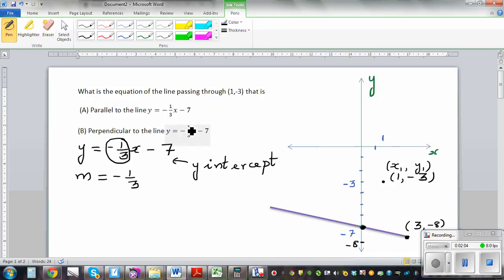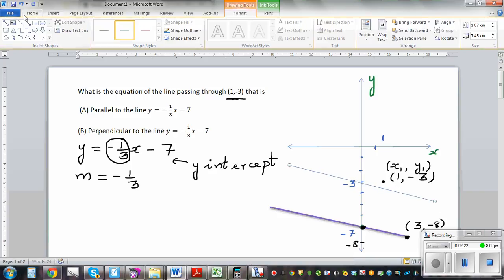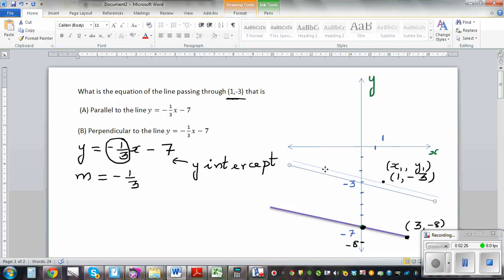The question is, you want to draw a line which is passing through this point and parallel to this line. Let me draw it so that you understand visually. For some people it is good to understand visually. So let me draw a line which looks parallel, and let me drag it. This is the line that we want to find. What's the equation of this line, which is parallel to this line? Looks almost parallel. I think that is enough.